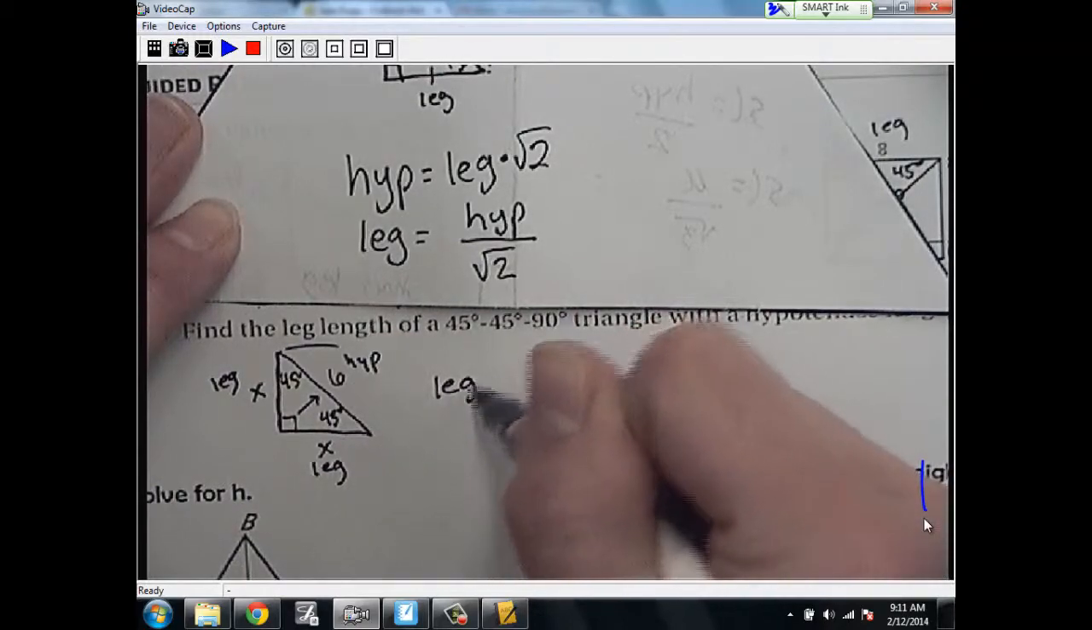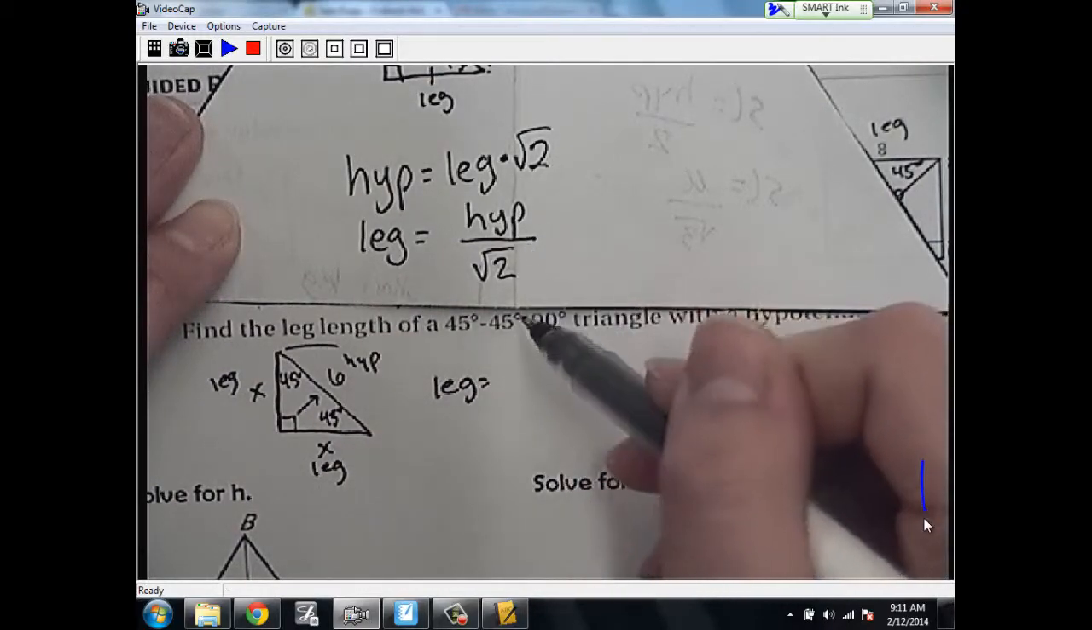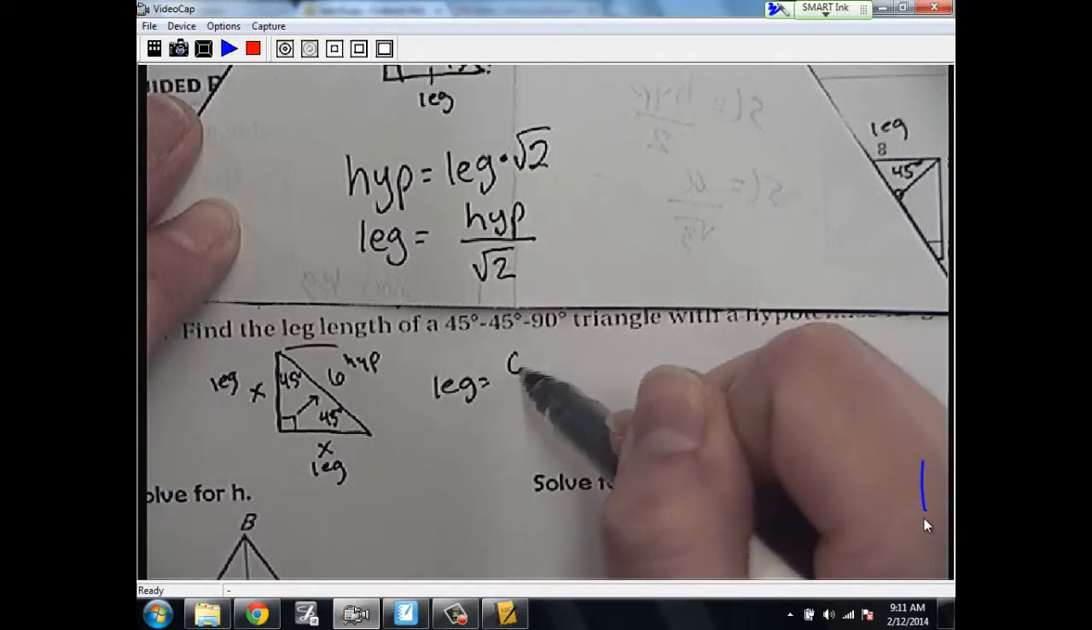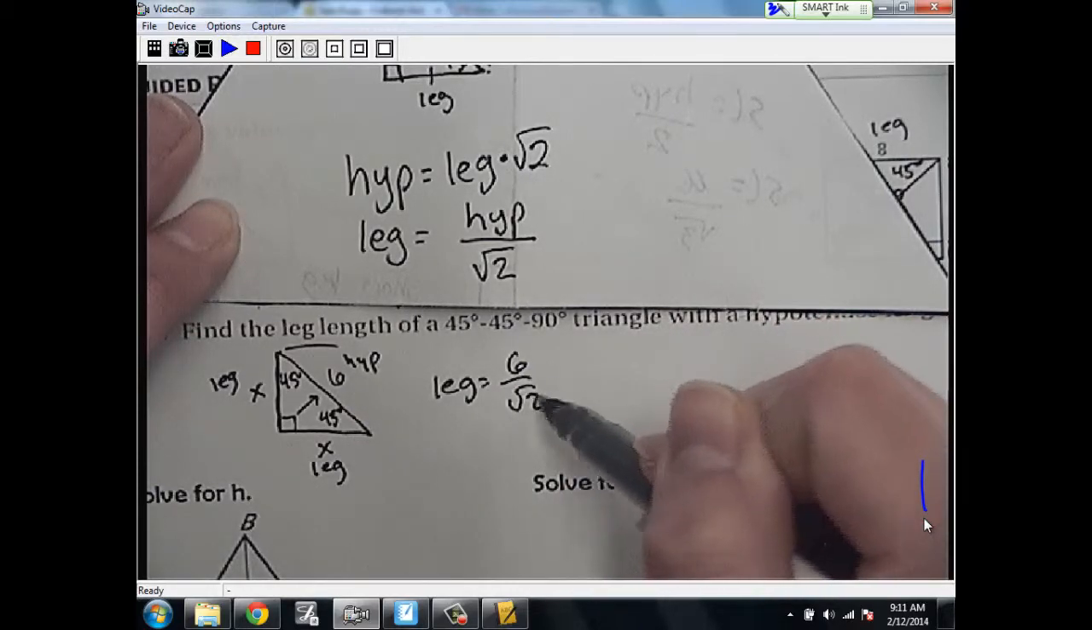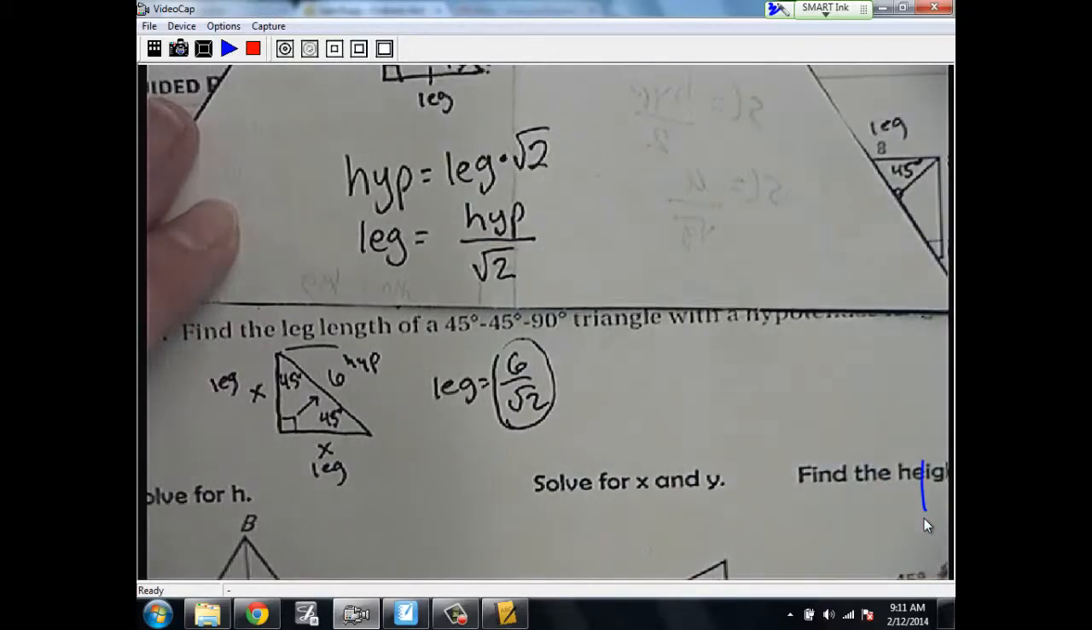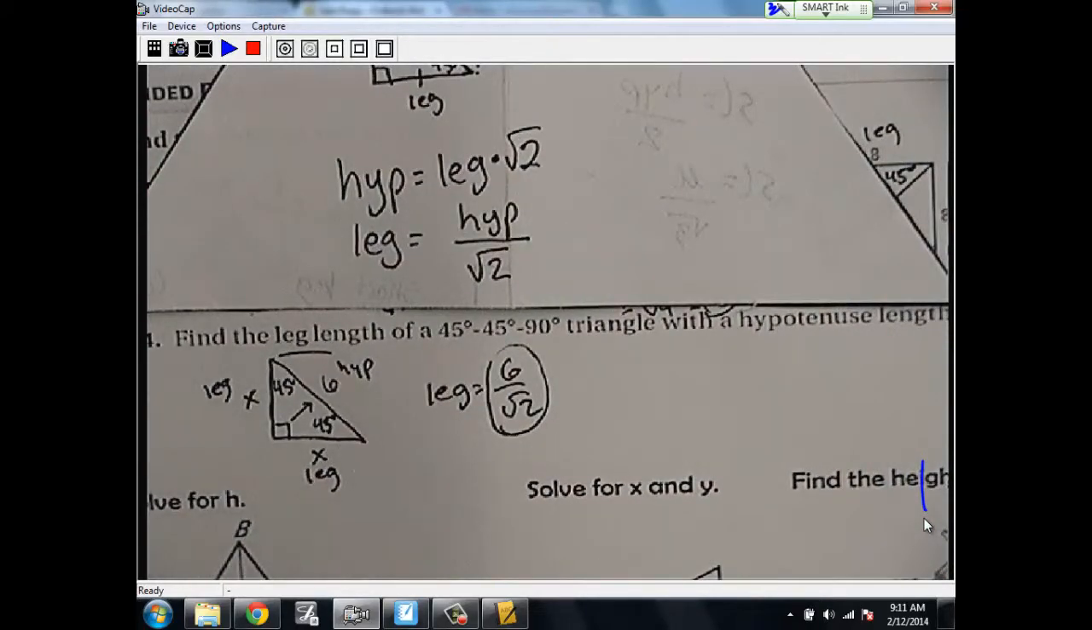How do I find a leg? It says hypotenuse divided by square root of 2. What's my hypotenuse? 6. So we get 6 divided by square root of 2.